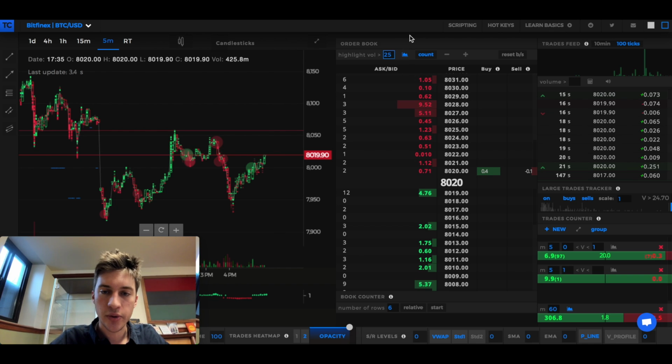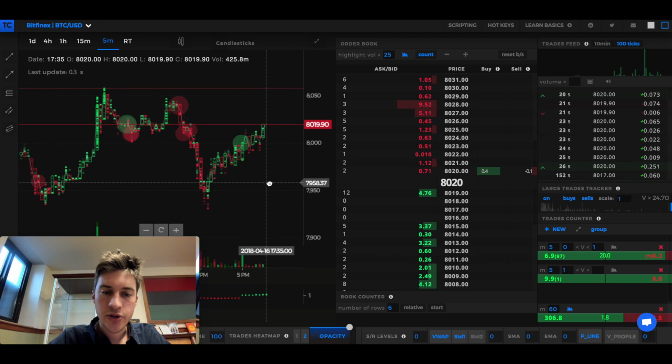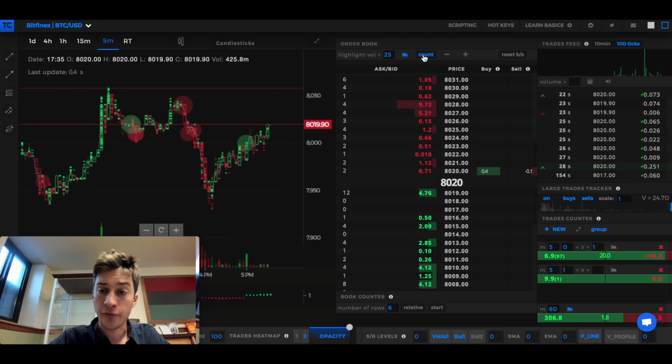Okay, so that's one thing you can do. Another really cool feature that was added was this count. So this is going to actually play a very important role in determining whether a wall is full of retail traders or full of institutions, or at least full of larger traders.